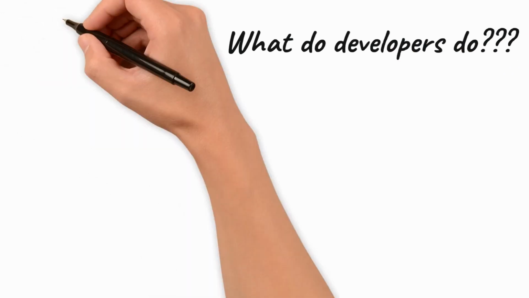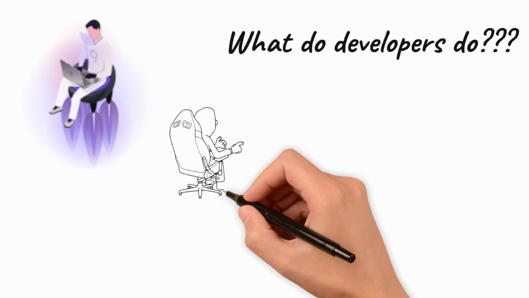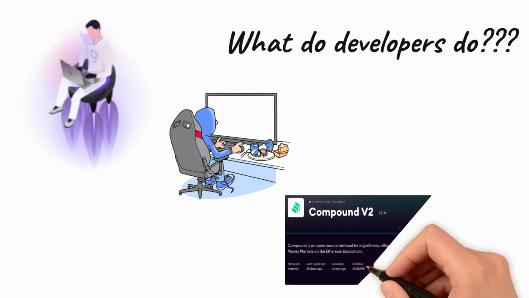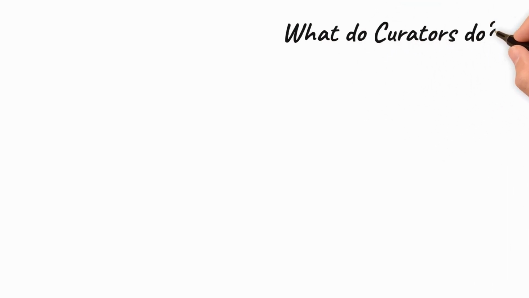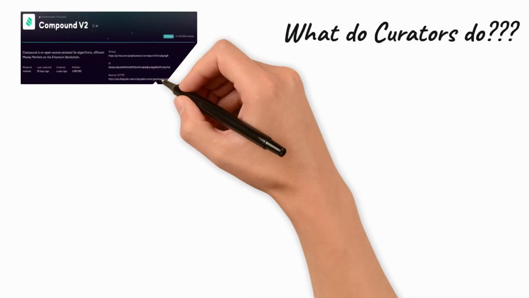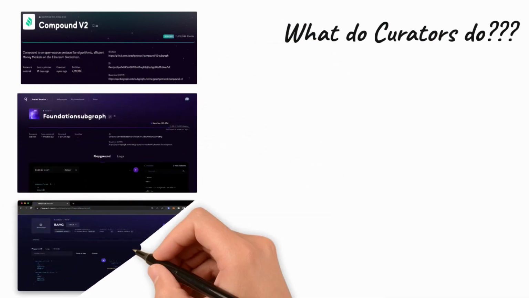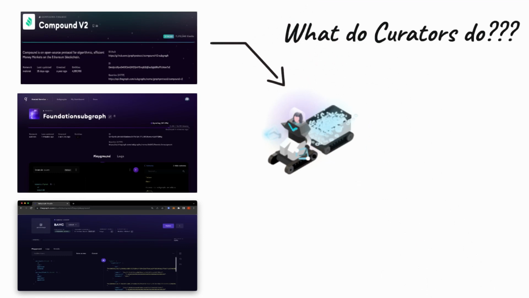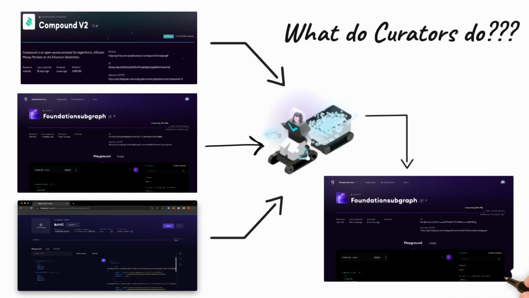Let us look at what developers do. Developers create subgraphs, which are essentially APIs that allow decentralized applications to query and retrieve data from the blockchain efficiently. Now, let us look at what curators do. Curators are individuals or entities responsible for identifying and selecting valuable subgraphs. Curators review these subgraphs and evaluate their potential usefulness to the community.